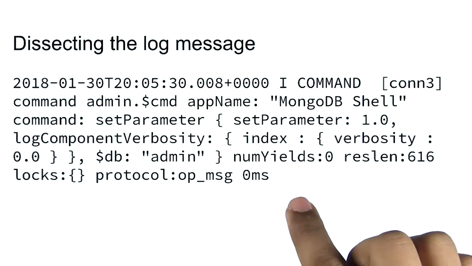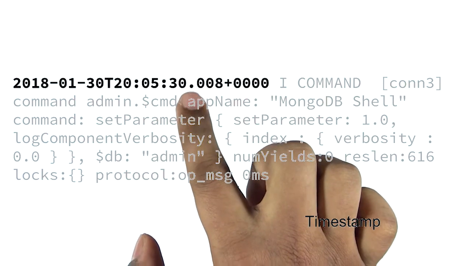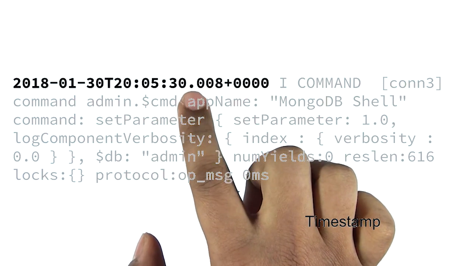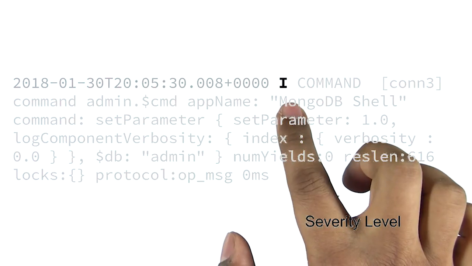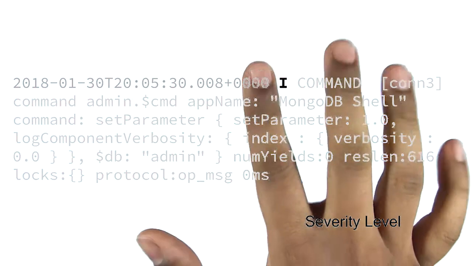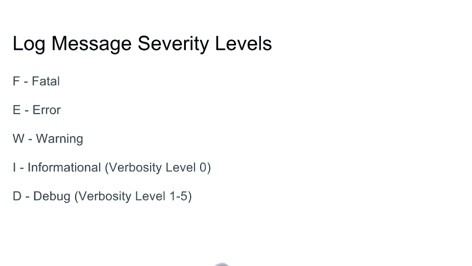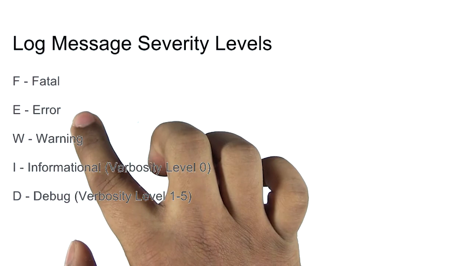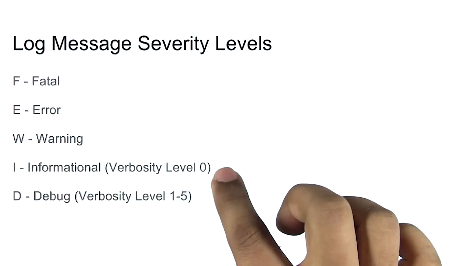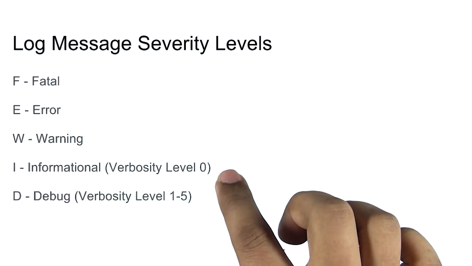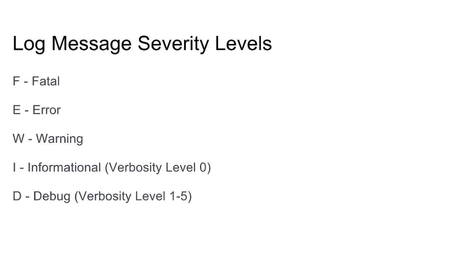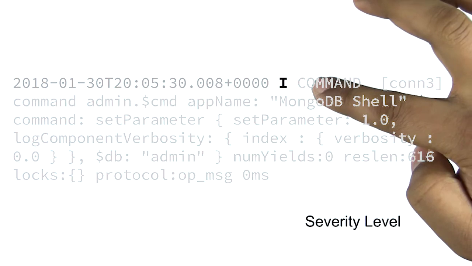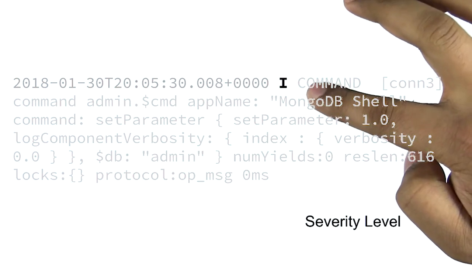So this is the command that I just identified in the log file. Let's start with the timestamp. This lets us know when the event occurred. Next, I have the severity level of the message. Briefly, there are 5 types of severity levels. You have fatal, error, warning, informational, which is related to verbosity level 0, and debug, which is related to verbosity level 1 through 5. This component has a verbosity level of I, which means that this is an informational message.